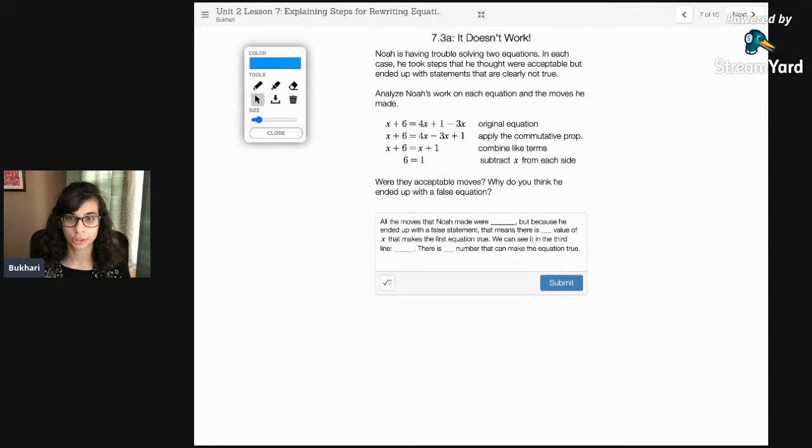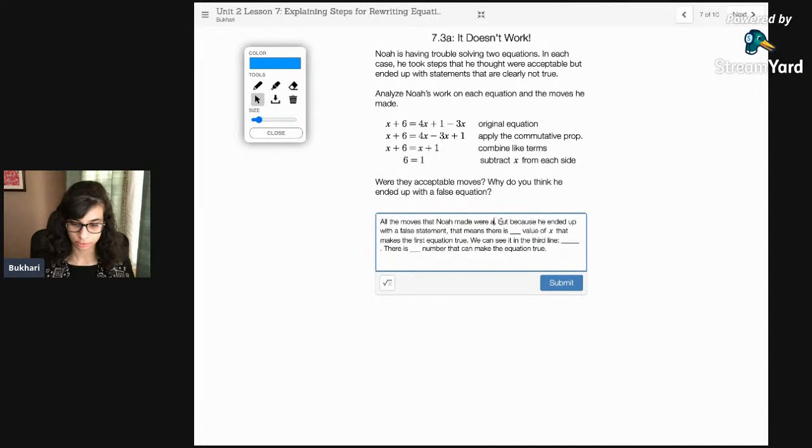You can apply the commutative property. What he did to one side, he always did to the other. Rearranging when it comes to the commutative property, nothing changes. Therefore, you're always still in balance. So I would say all the moves that Noah made were acceptable, but he ended up with a false statement. 6 does not equal 1 at the end. So what is going on here?